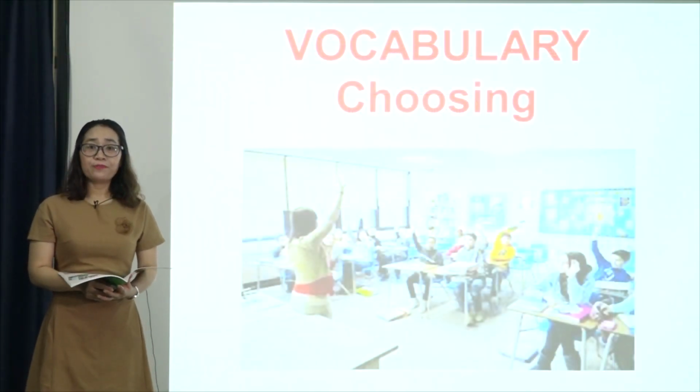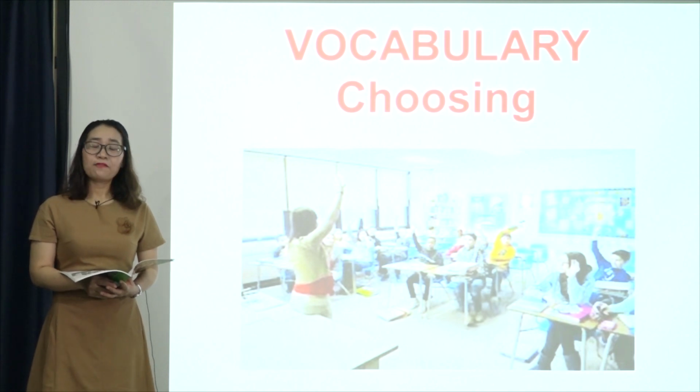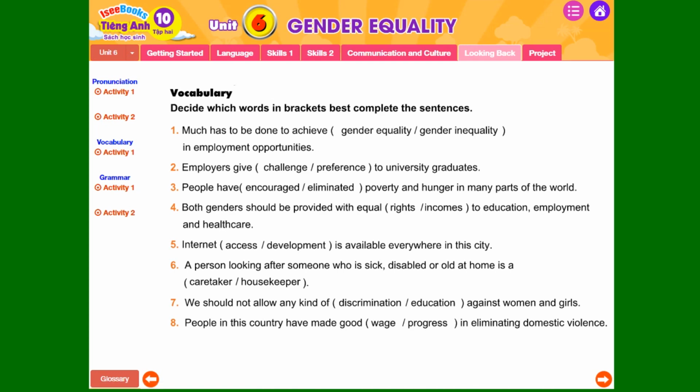Now we continue vocabulary. First activity, choosing. Decide which words in practice best complete the sentences. Now, much has to be done to achieve gender equality in employment opportunities. Number 2, employer give challenge or preference to university graduate. So number 2 is preference.